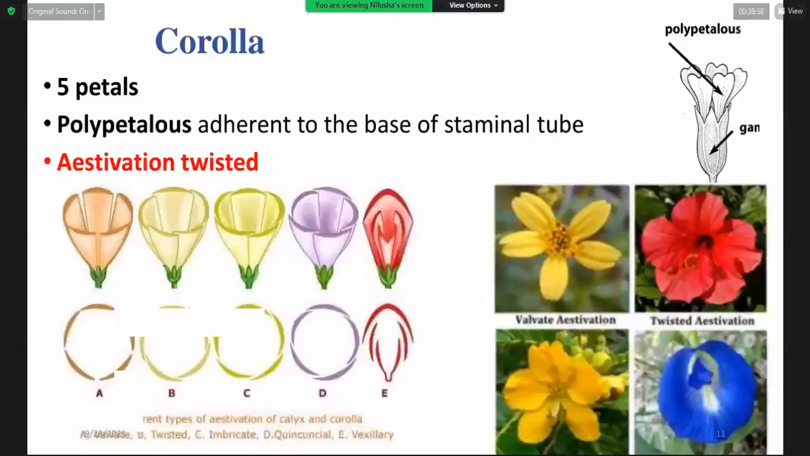Now we are going to see about the corolla. What is in the corolla? It is formed by 5 petals, and different colorful petals are there. What is polypetalous?